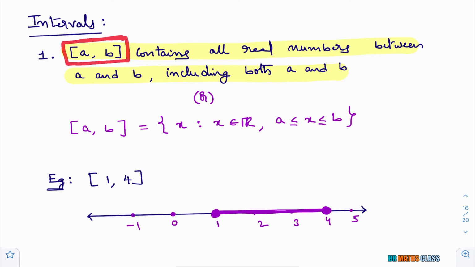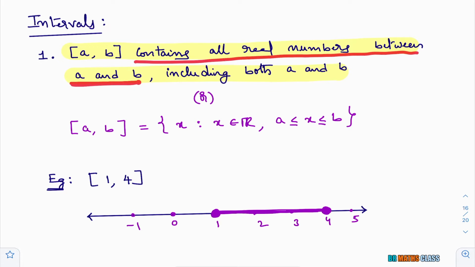What does it mean? Closed interval A comma B on the number line means that it contains all real numbers between A and B, including both A and B. Here, as it is a closed interval, that's why it includes both A and B. This is the definition.